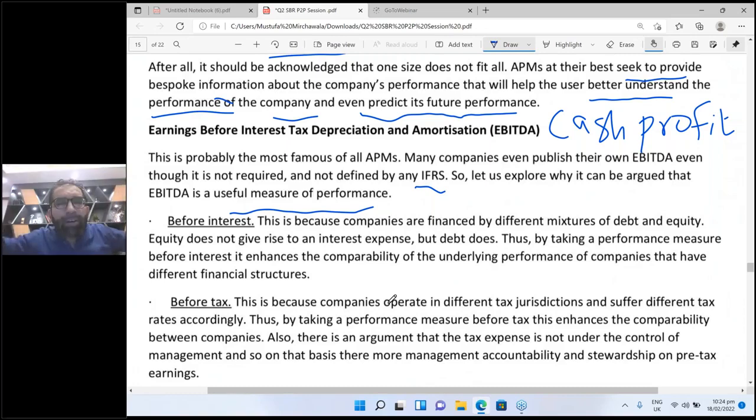So if you compare PBT of these two companies, the company which is financed by equity has no finance cost, because ordinary dividends we deduct in the statement of changes in equity, not from the income statement. But those companies which are financed by loans will have a high interest cost. So now this comparison is not like with like. That's why in EBITDA we take before-interest numbers. I hope you got it.